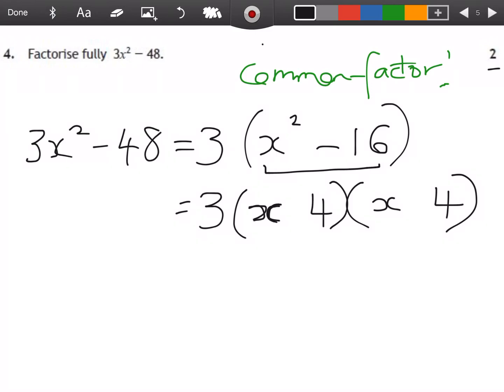In one of the brackets, doesn't matter which one, we put a subtract, and in the other bracket we put a plus. Okay, it doesn't matter if you have the plus in the first bracket and the subtract in the second, that doesn't matter. However, you must have x at the start of both and 4 at the end of both.